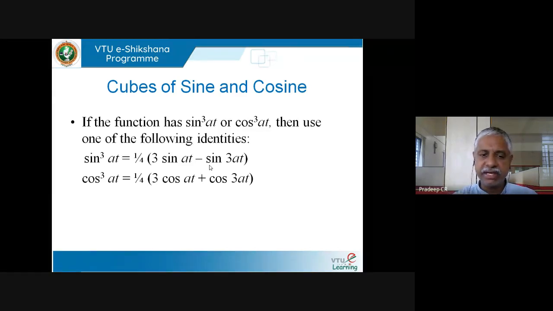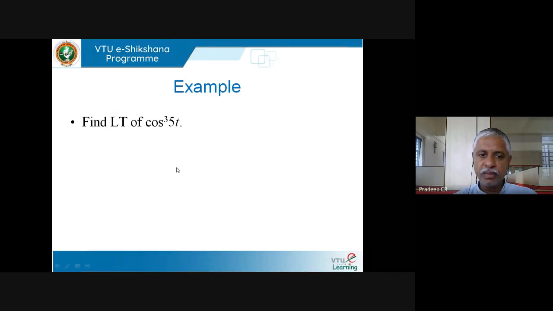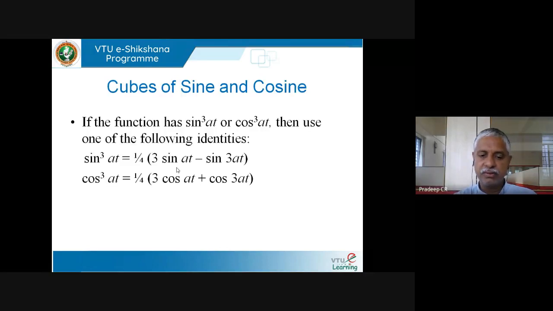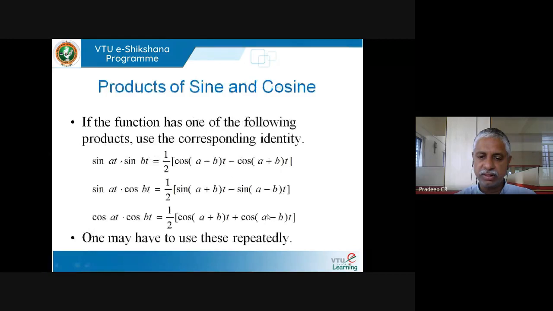Nothing much in this also, it's the same thing: use linearity and one of the usual trigonometry formulas. So here is an example. I want to find the Laplace transform of cos cube of 5t. Of course, you can try to write cos 5t times cos 5t times cos 5t and use this horrible formula twice. Cos a is also 5 and b is also 5, so this will become 0, then I'll get 1, etc. You can do it. The easier thing is to use a formula.